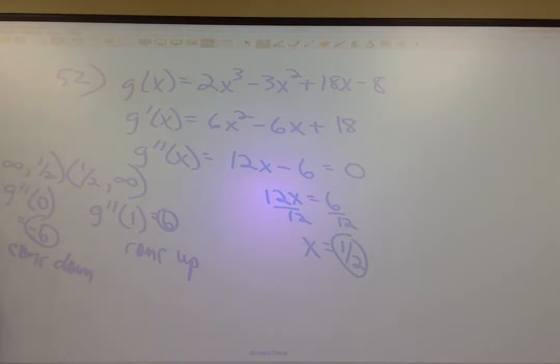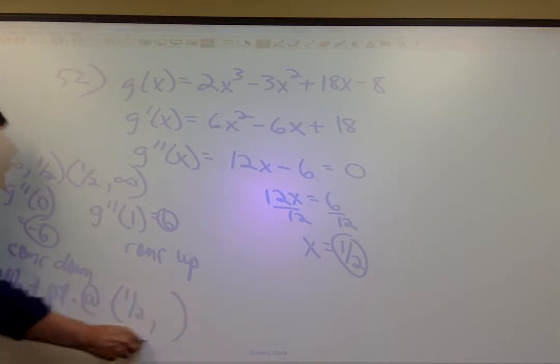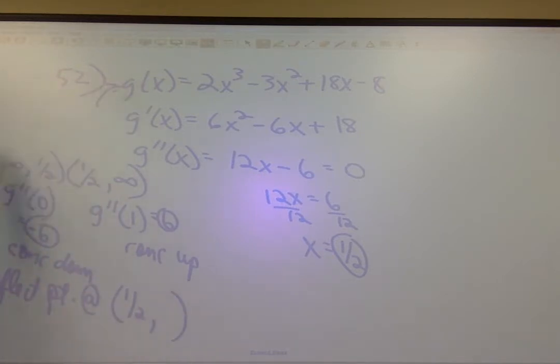Okay? So we would say inflection point at 1/2 comma, whatever we get from our original function. I'll plug in 1/2.